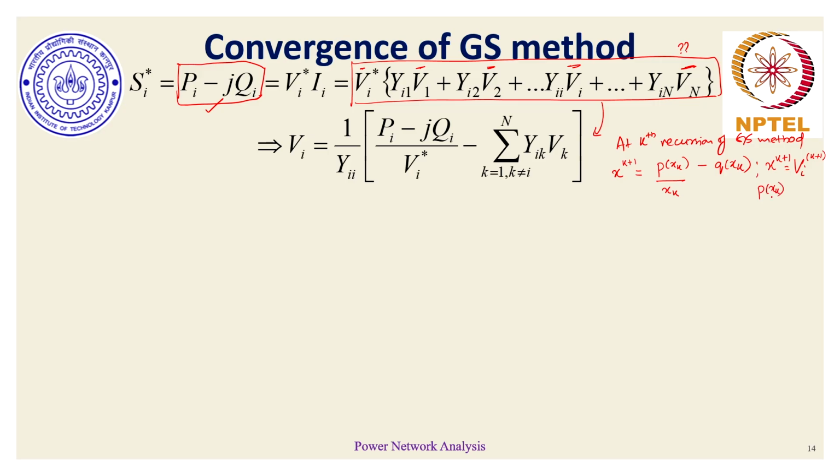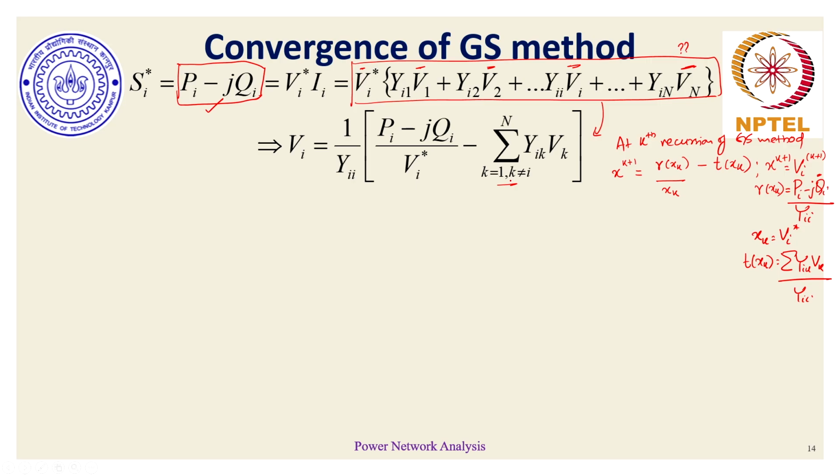Let me use a different notation: R(x_k) and T(x_k). So R(x_k) is actually (P_i minus jQ_i) divided by Y_ii. Q_i can also be a function of V_i^k. x_k itself is V_i, some form of a conjugate, and T(x_k) is the summation term Y_ik V_k divided by Y_ii, the term sitting over here.